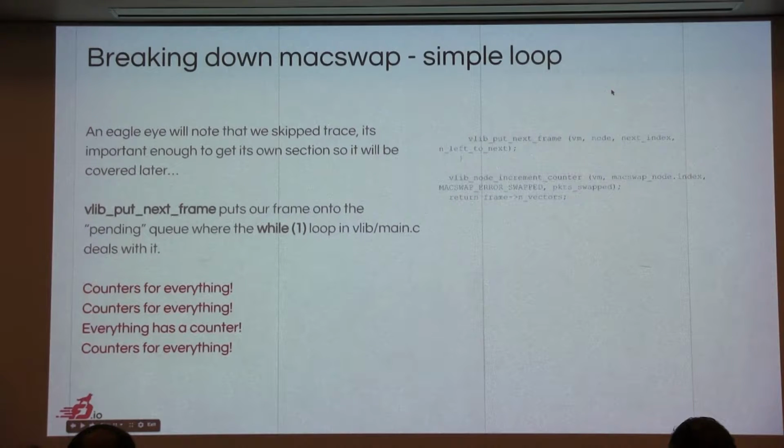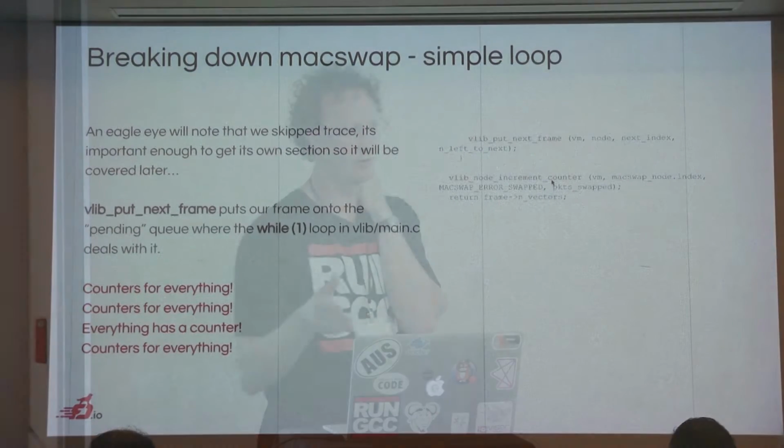Then we actually start to enqueue the packet into the pending loop. So our while one loop, one of the things it does is look for pending frames: where did they come from, where do I need to send them, process them. This VLib put next frame enqueues the packet to that, and sends a signal that there are pending frames, go do something with them. And then obviously, very importantly, vnode increment counter. So instrumentation, obviously very important.